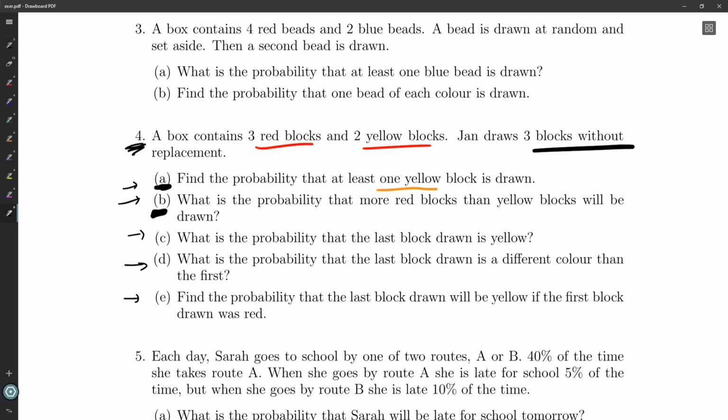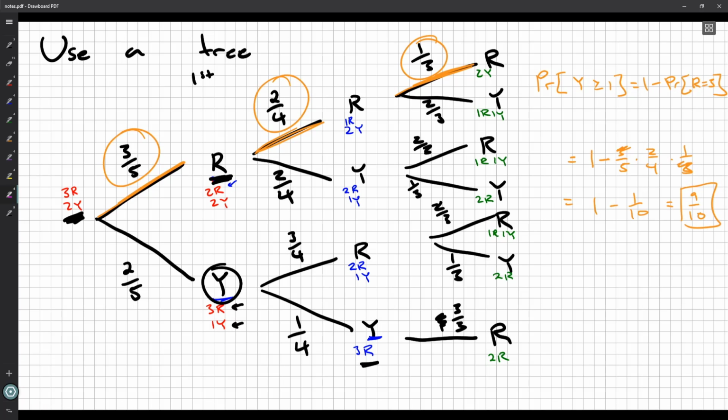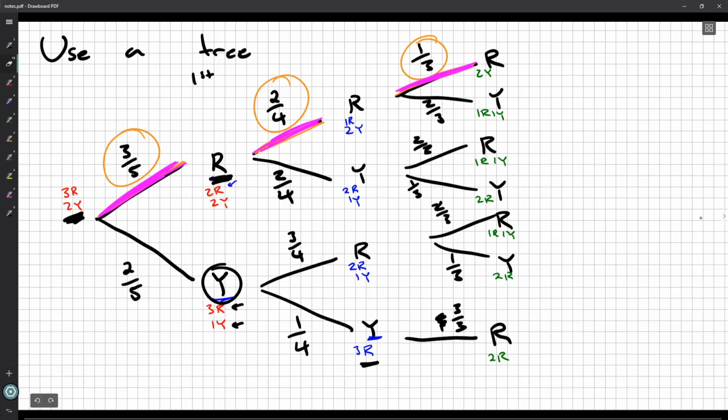What's the probability that more red blocks than yellow blocks will be drawn? Okay, so now I want to go through and look for, well, what are the outcomes that have more red than yellow drawn? So let's be careful here. So this path here, we can get rid of the work we did for A. That path is already gone through. So this all reds, yeah, you're definitely going to have more reds than yellows.